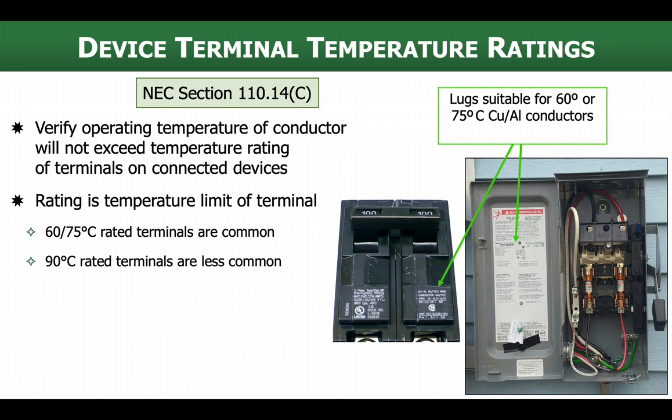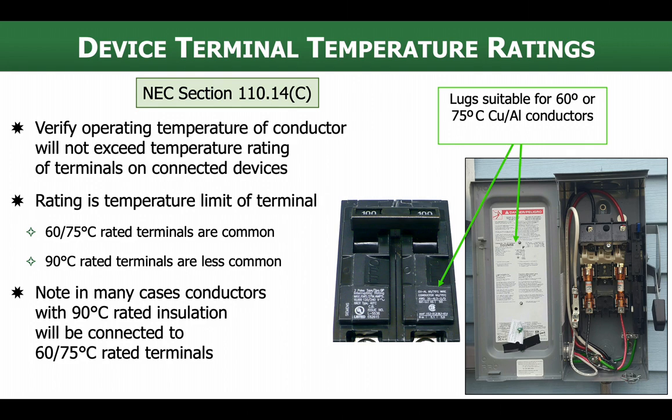You can see them on here. You can kind of read it on that breaker. It says CU-AL 60/75. So copper or aluminum and a 60 or 75 degrees C insulation rating. Can't really read it on that disconnect switch, but it says the same thing. And that's really most common for electrical equipment: 60/75 or 75 degrees C rated terminals. We're going to run into this all the time.